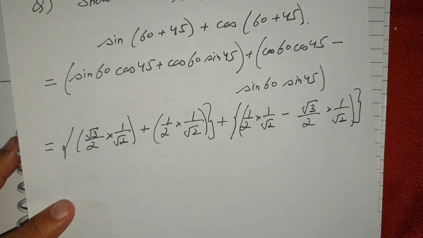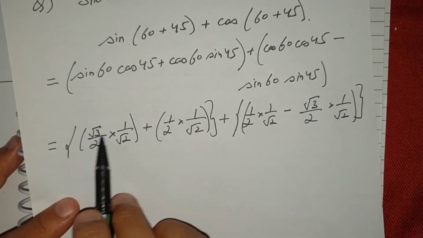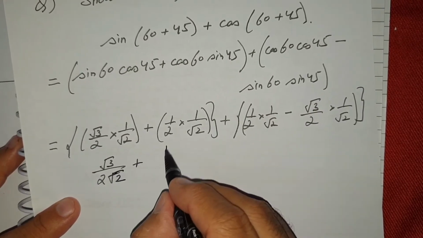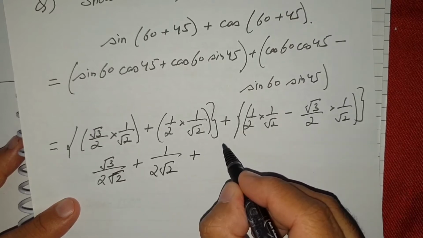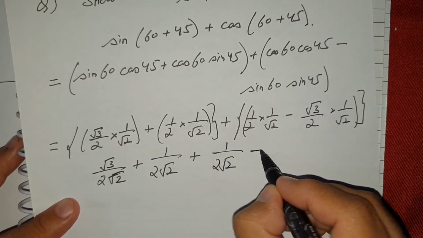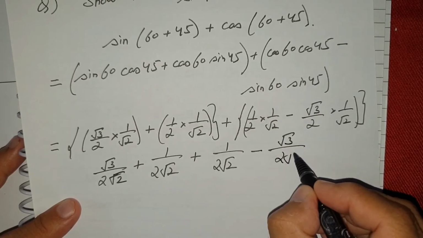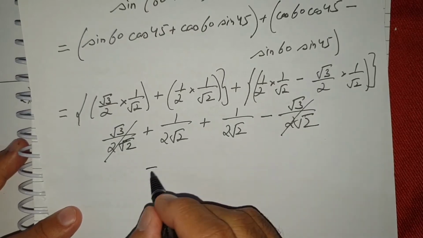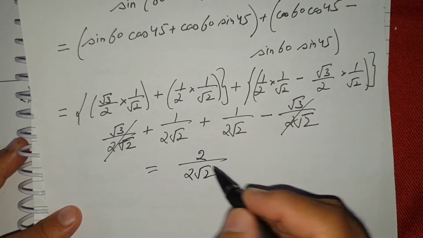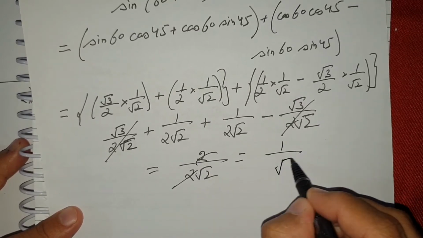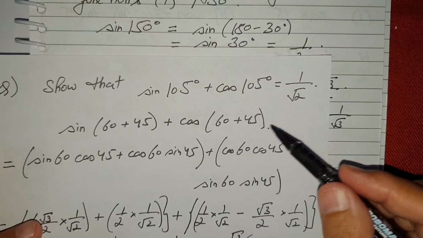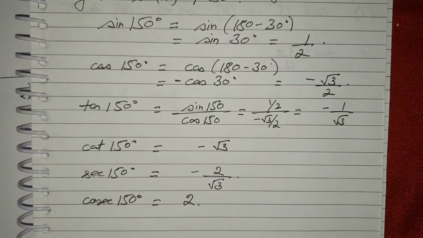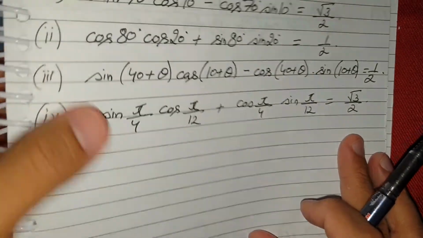Now solving this, we get root 3 by 2 root 2 plus 1 upon 2 root 2 plus 1 upon 2 root 2 minus root 3 by 2 root 2. These two will get cancelled. Added up, this will be 2 upon 2 root 2. You cancel, which is 1 upon root 2. Hence proved. Okay, now let's go to our next example.